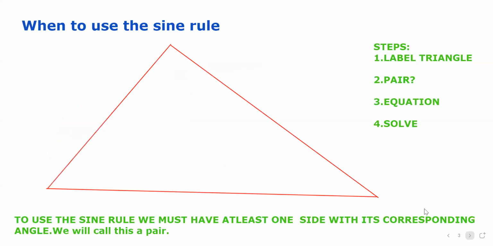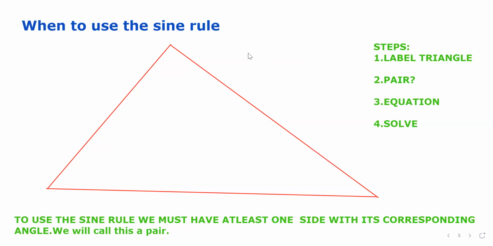Alright, nice. Let's continue. So let's go into how to actually do the question. So, when to use the sine rule. Something that we need to remember is, you see at the bottom here, to use the sine rule, we must have at least, keyword being at least, one side with its corresponding angle. We'll call this a pair. So we must have at least one pair. Right? At least one pair. If you have more than one, well, you could use the sine rule, but we just need one and we're good. Alright, so let's go through this now.